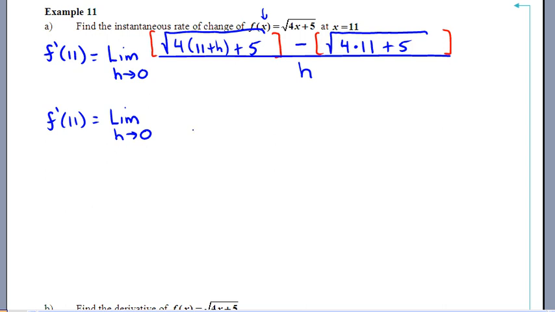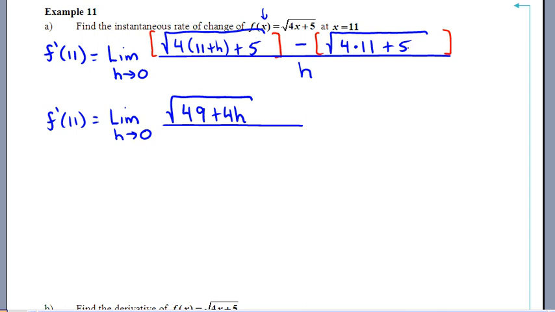So, I still have my fraction going. 4 times 11 is 44, add 5 more is 49, and then we'll have a 4h. So we're going to have this, 49 plus 4h. You cannot take the root of those two numbers separately. That is not the same as the root of 49 plus the root of 4h. It doesn't work. It's got to sit there like that.